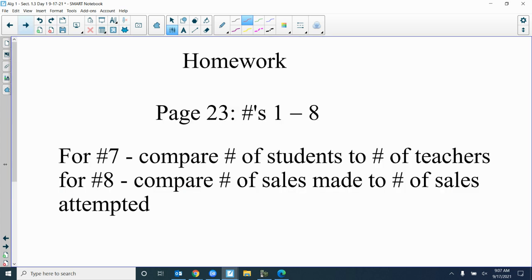All right, page 23. This is out of your book, 1 through 8. Now write this down because it doesn't tell you what to do for 7 and 8. You need to make sure you put that down because otherwise you could do anything.